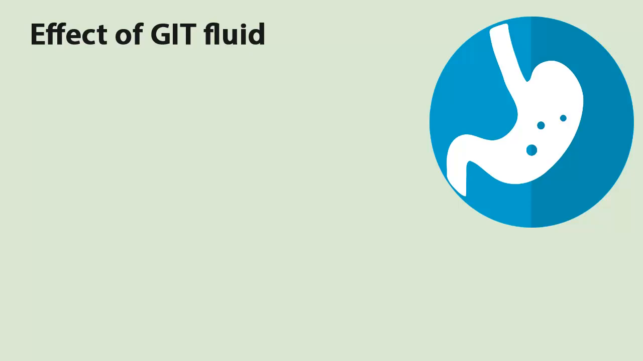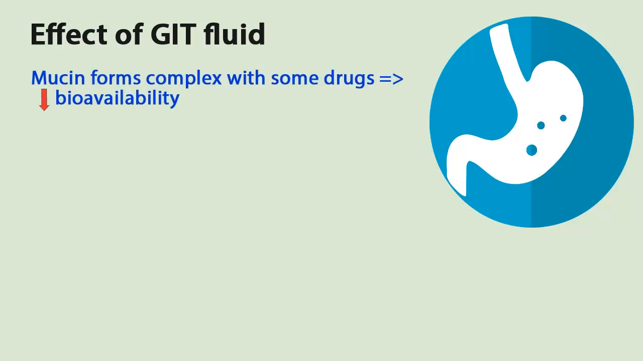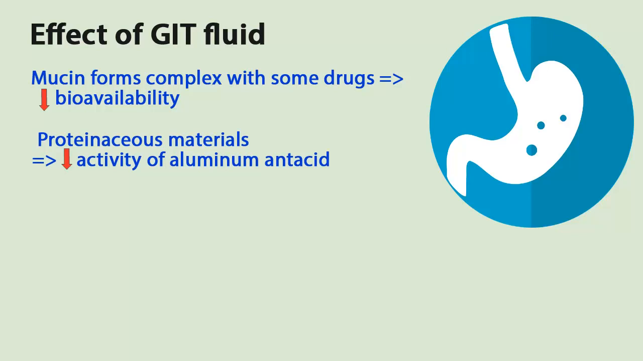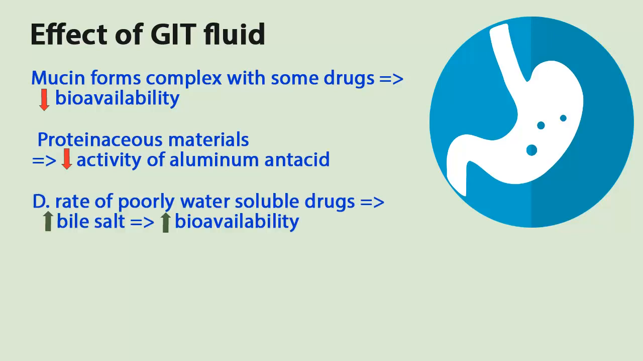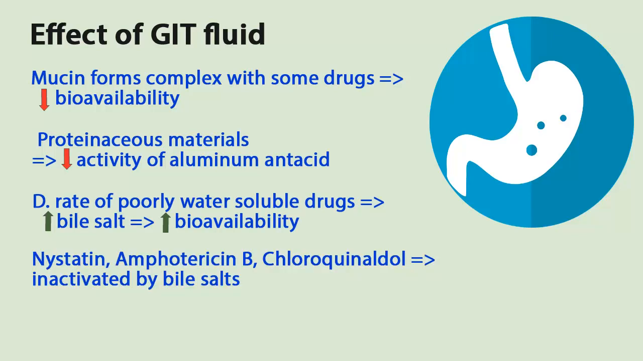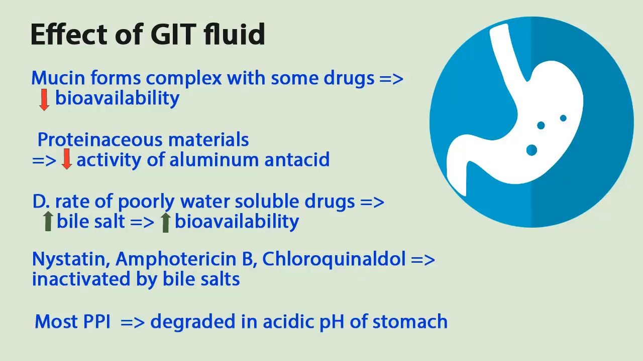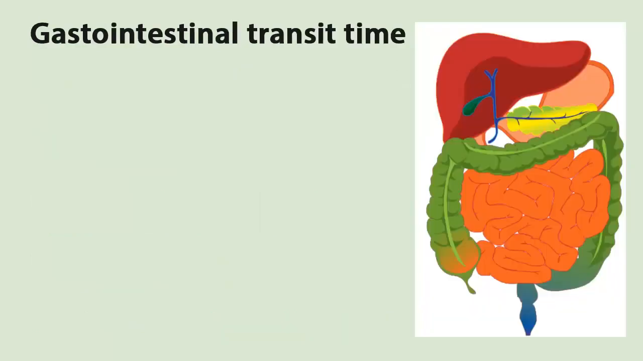Effect of gastrointestinal tract fluid. Mucin forms a thin layer over the epithelium of gastrointestinal tract, forms complexes with various drugs and reduces bioavailability. The activity of aluminum antacids is reduced by various proteinaceous materials. Dissolution rate of poorly water-soluble drug is increased by bile salts. Many drugs such as nystatin, amphotericin B and chloramphenicol are inactivated by bile salt. Most proton pump inhibitors such as omeprazole are degraded at acidic pH of stomach.